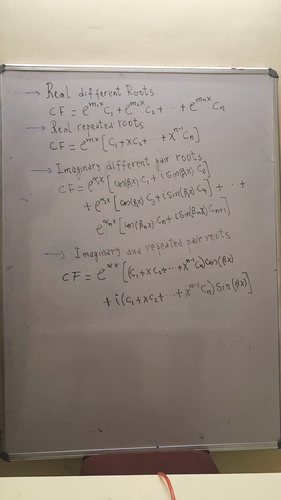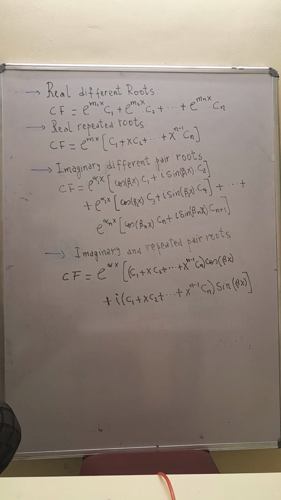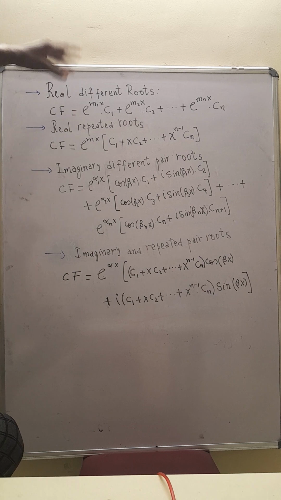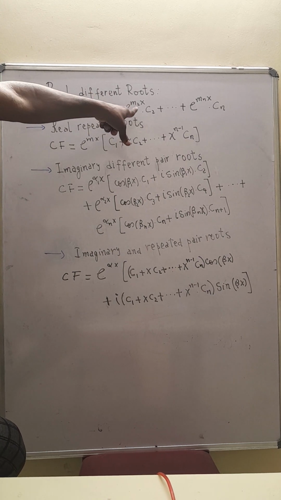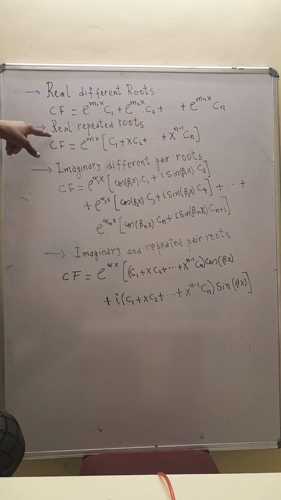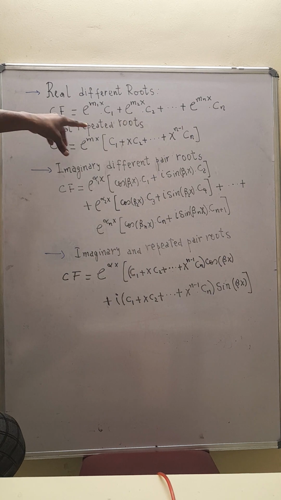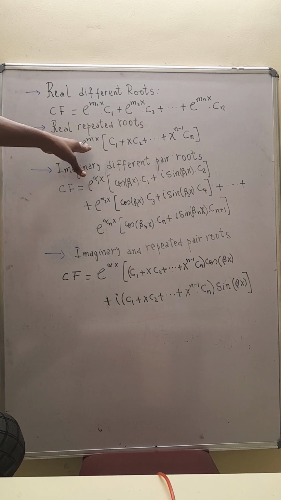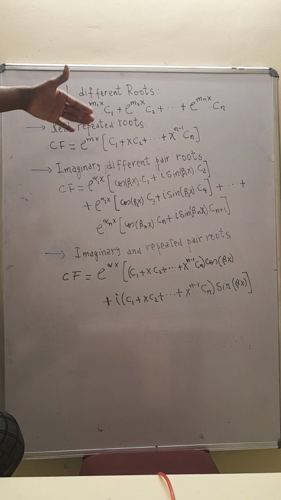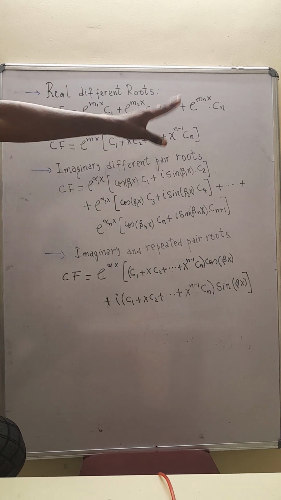Now that we are done, just take it online, and if it is possible, just make a picture of this, because this is very important. So this one we use when we have real different roots. M1 is the first root, M2 the second, and so on. And here we will use when we have real repeated roots. M is the root that is repeated, the same root, then this solution will be like this.